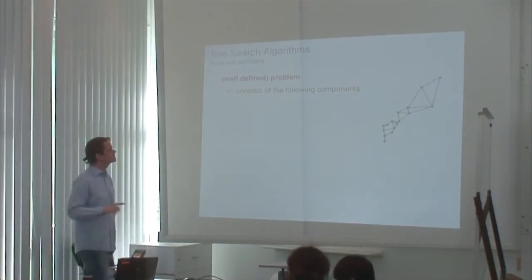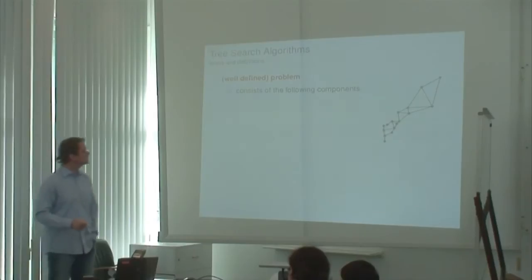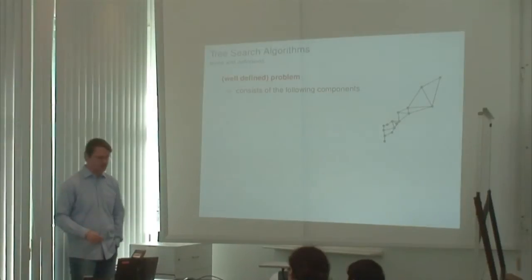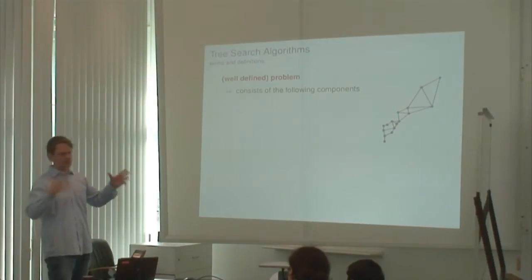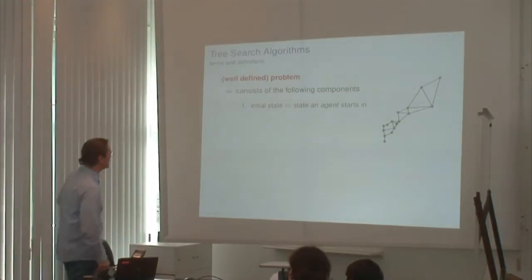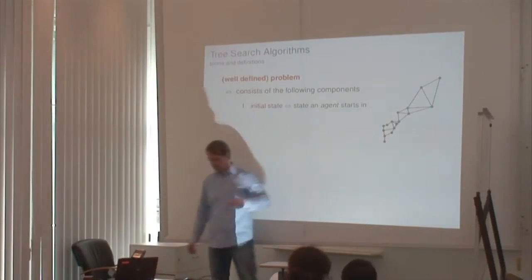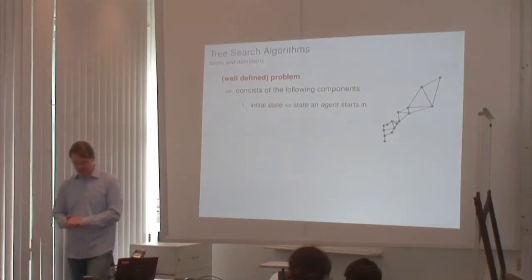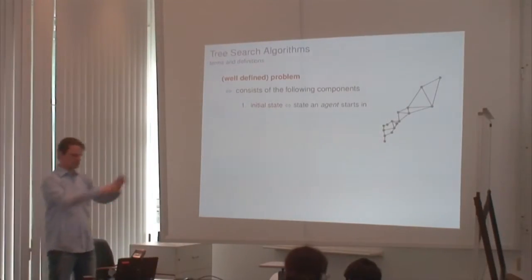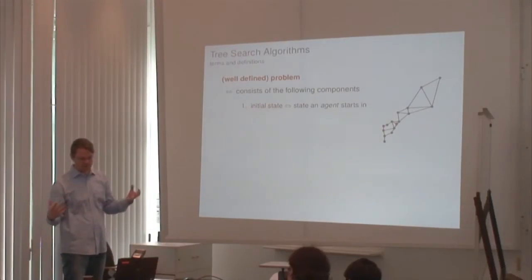First of all, let's look into the notion of a well-defined problem. A well-defined problem consists of the following components. This is a notion in this area of AI and planning, and I say something is a well-defined problem if there is an initial state, and note that this node in the graph has switched its color from black to red. That is the node representing the city of Bonn. And the initial state is a state an agent, in that case me, starts in.